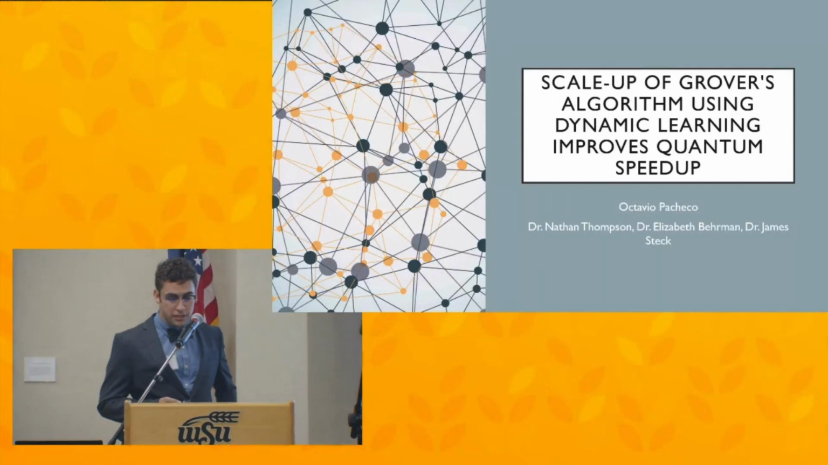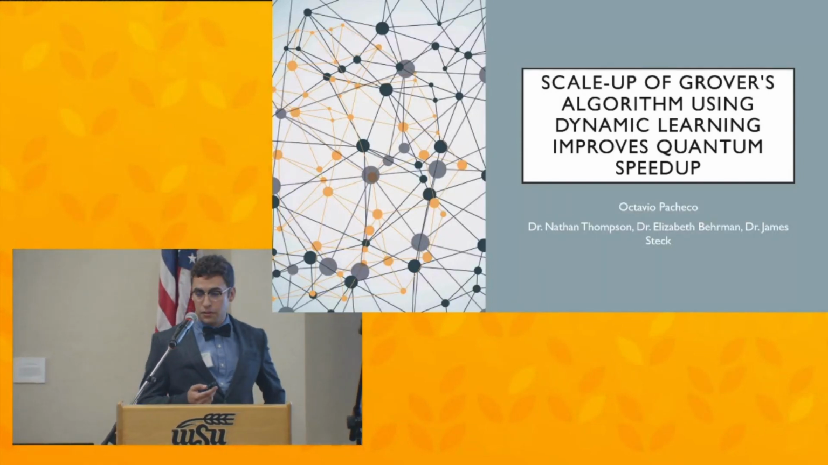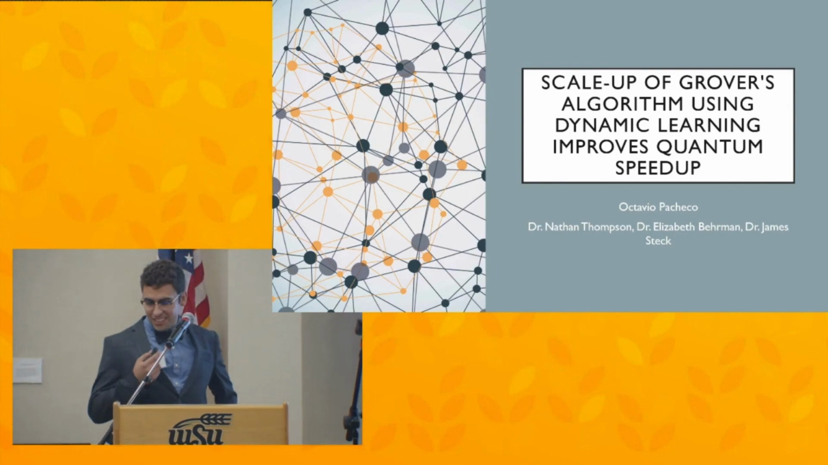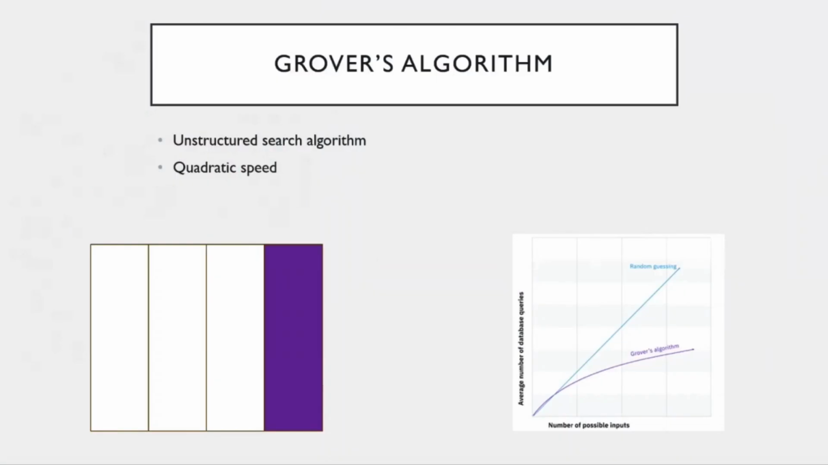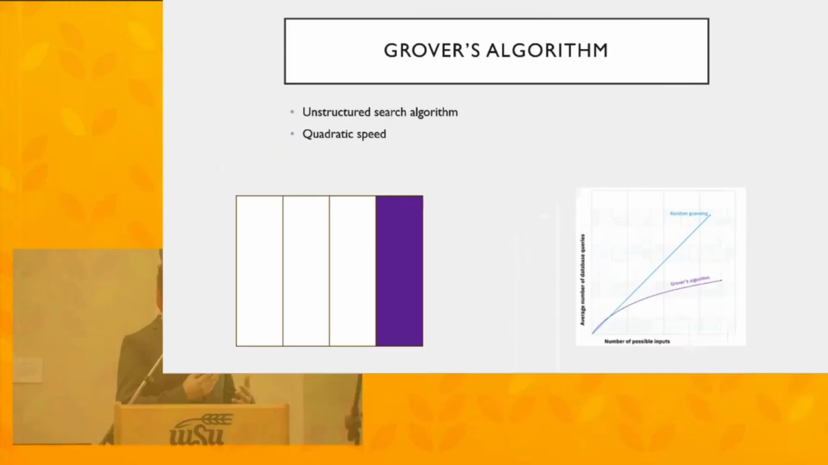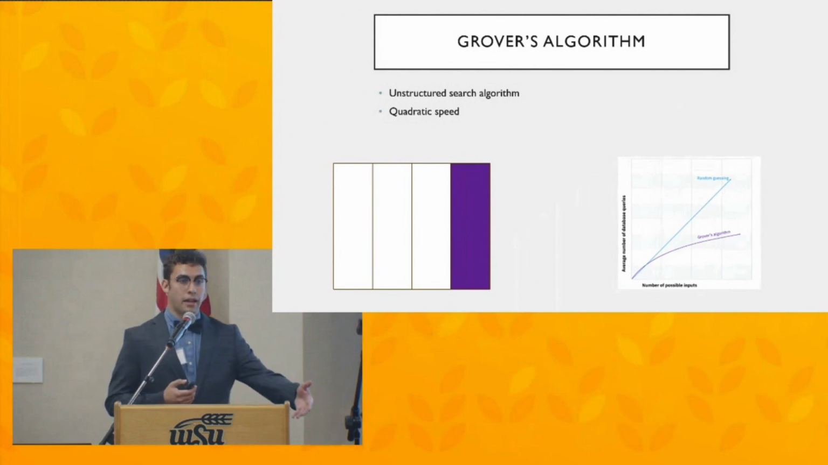The name of my project is Scalable Grover's algorithm using dynamic learning improves quantum speedup. So that is a mouthful. What does that mean? Basically, I worked with a quantum algorithm, particularly Grover's algorithm. This algorithm is an unstructured search algorithm. What that means is basically if you have a list with so many items in it, and there is an item that you are trying to find, this algorithm helps you find that item.